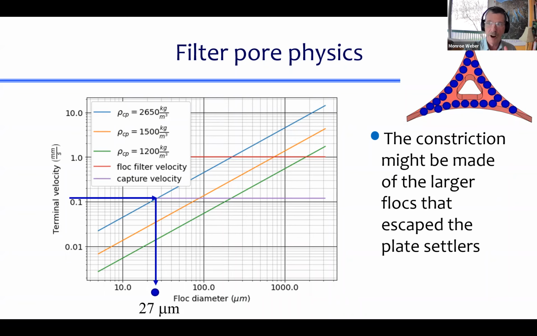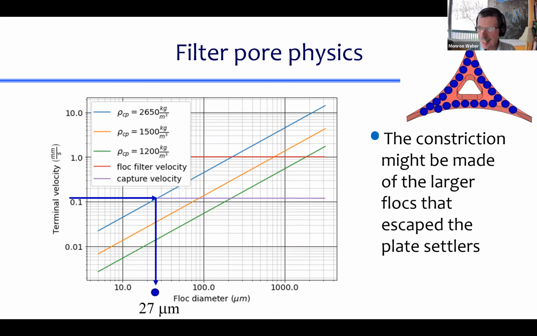And so there are a bunch of 20 micrometer blue dots placed on top of the flow constriction that I showed earlier, showing how they could make this flow constriction. And then of course, smaller flocks are going to fill in the gaps between the bigger flocks and make this continuous structure that is this constriction.